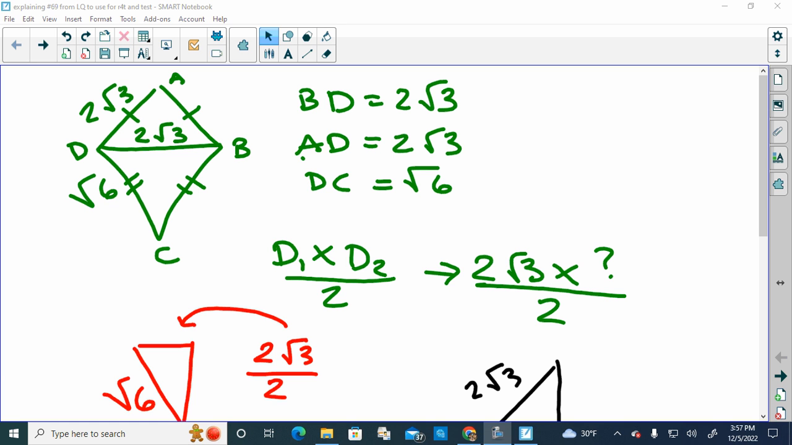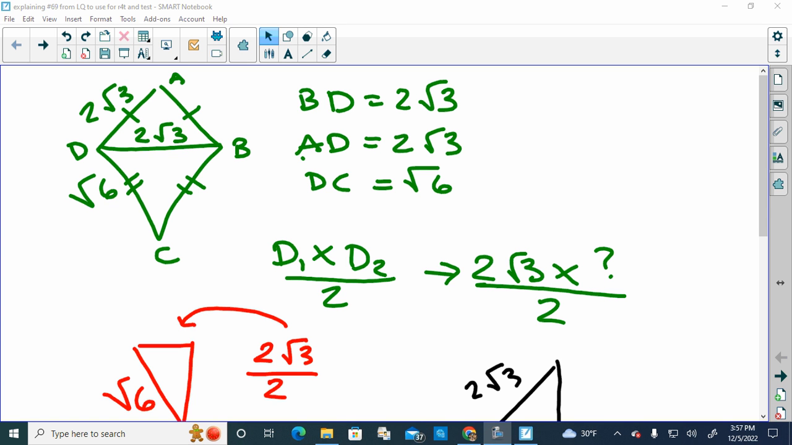Okay, so question number, I think I said 49, it's 69. So question number 69 on the lesson quiz said, find the area of kite ABCD if BD is 2 rad 3, AD is 2 rad 3, and DC is rad 6. And then the only other thing it said is the kite is not drawn to scale. Round your answer to the nearest tenth.